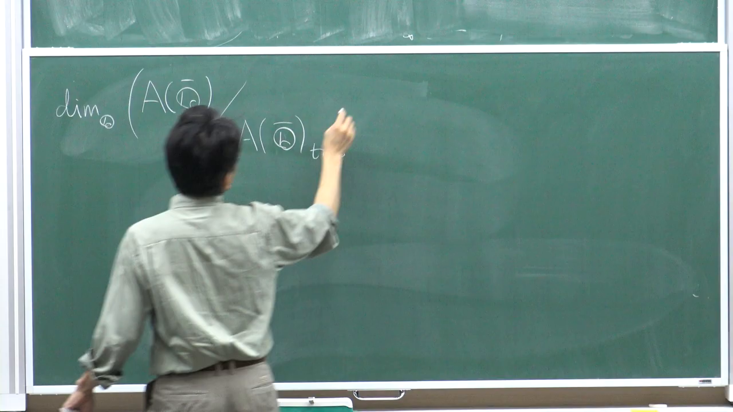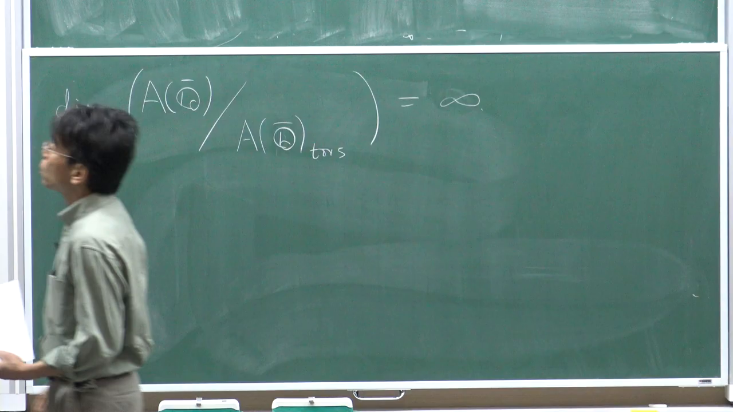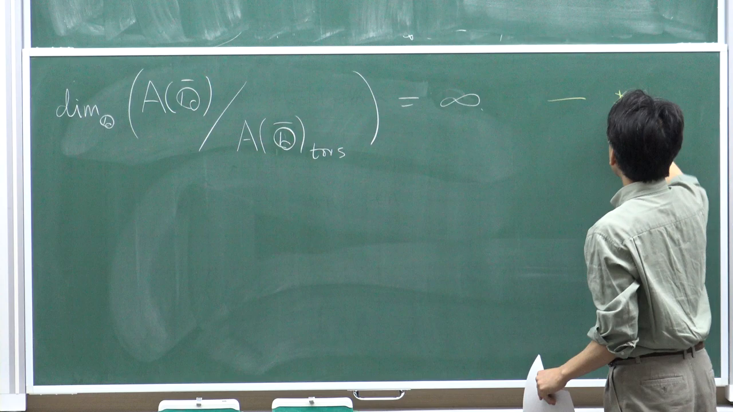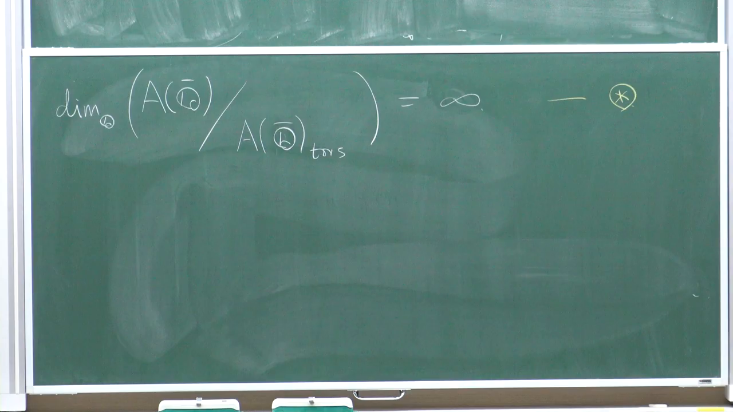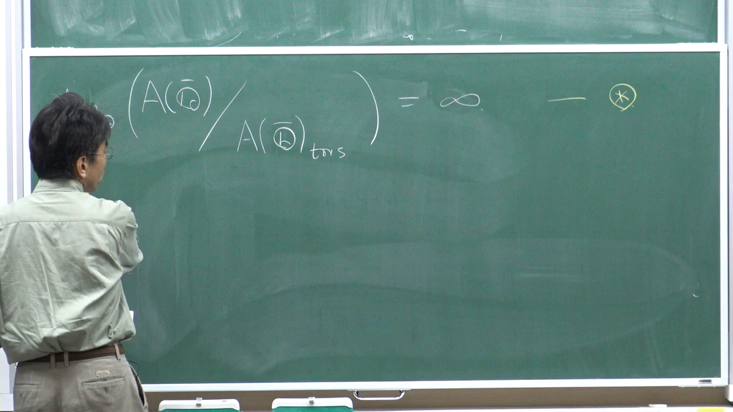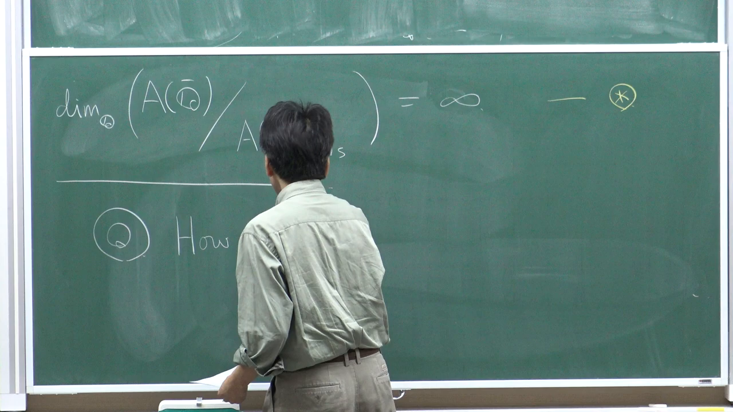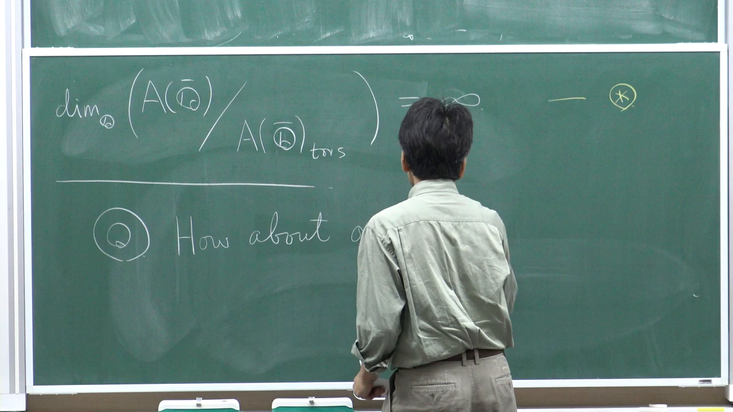So this is a very big abelian group in this sense. So I think I will quote this later. So this is an extreme case. This is a very big case. Now I want to consider not so big fields. How about over fields of middle size?